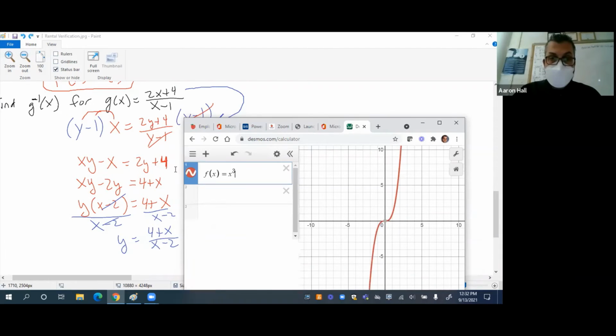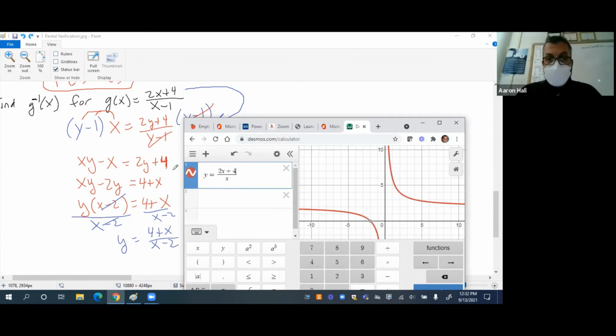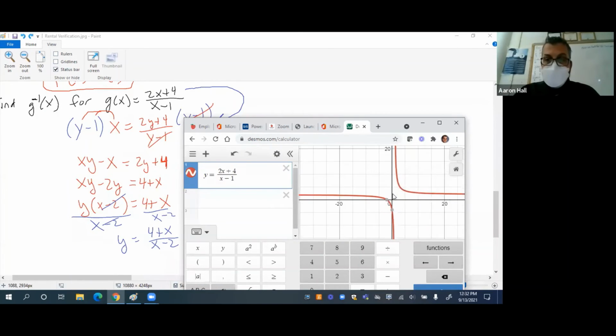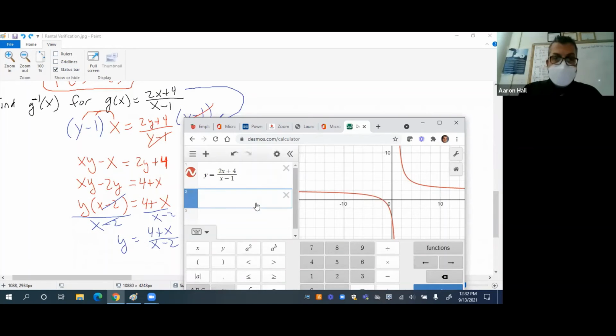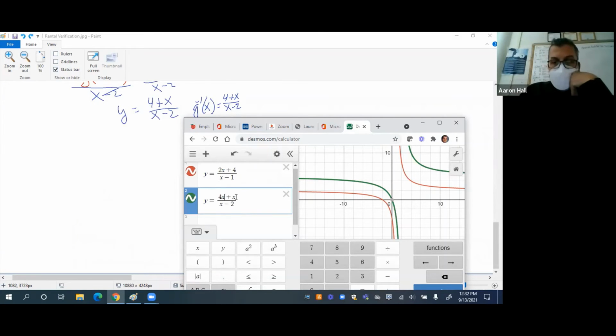So there should be a bunch of asymptotes here. So I have y equals 2x plus 4 in the numerator and x minus 1. And we should have a reflection across y equals x for our other function. We have y equals 4 plus x over x minus 2. Oh, just 4, sorry. Yeah. Is that better? Yeah.